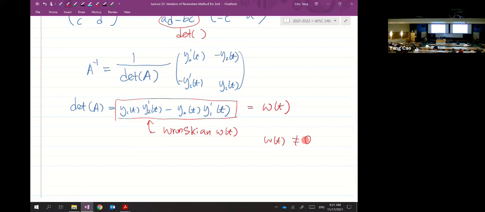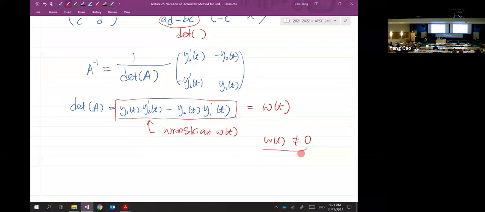But you can always use this Wronskian matrix to verify whether a set of functions are linearly dependent or linearly independent. So it's a little bit out of the scope of this class, but just a little bit of extra additional information, okay?